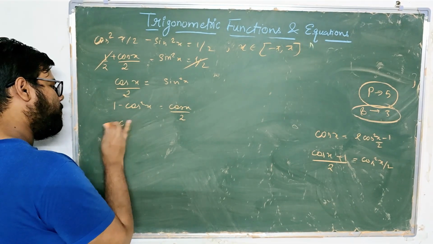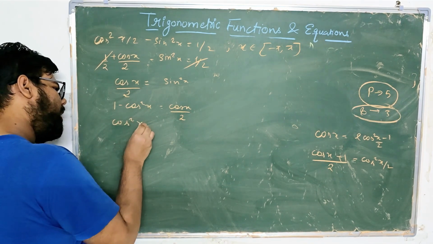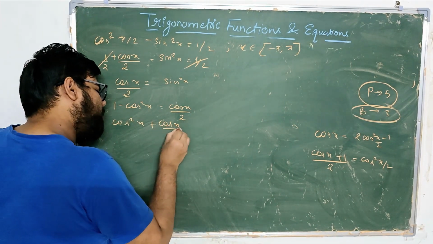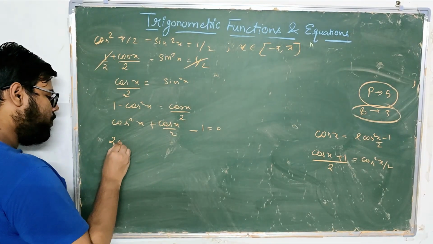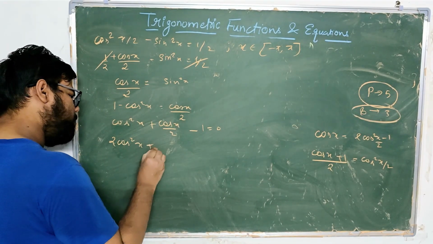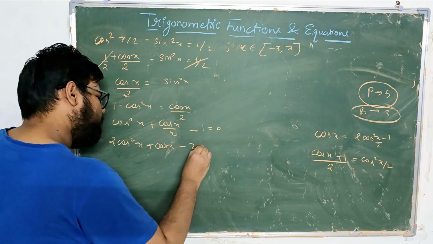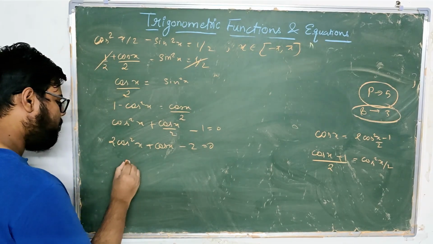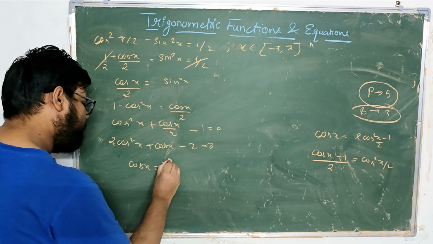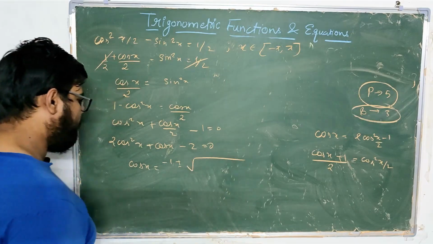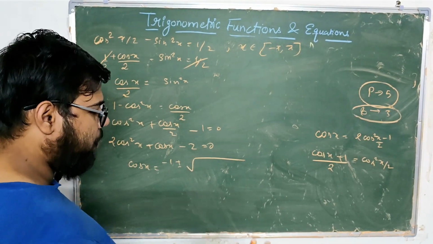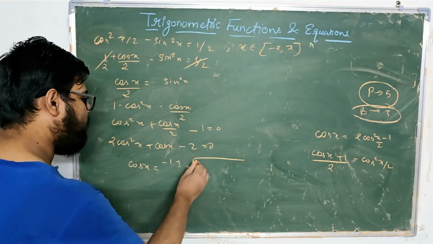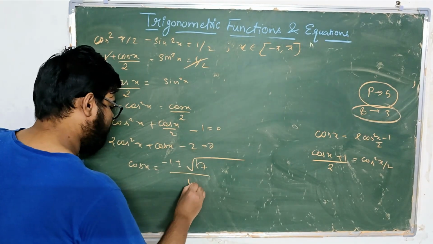So 1 minus cos square x is equal to cos x by 2. So you get cos square x plus cos x by 2 minus 1 is equal to 0. 2 cos square x plus cos x minus 2 is equal to 0. So you have cos x is equal to negative 1 plus minus the square root of 1 plus 16, so we will get 17, divided by 4.